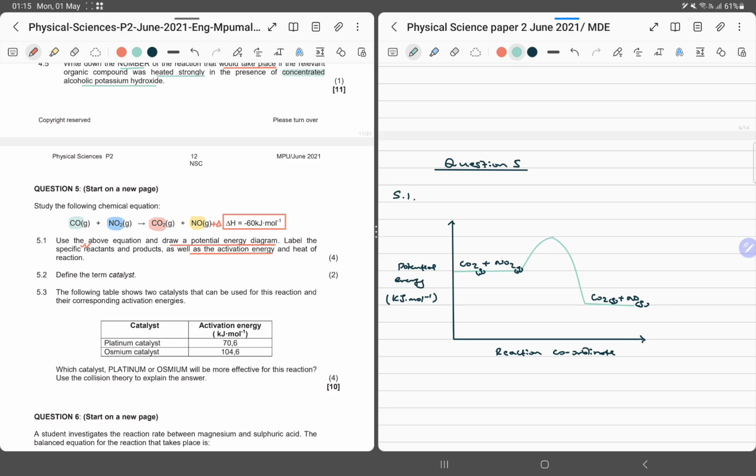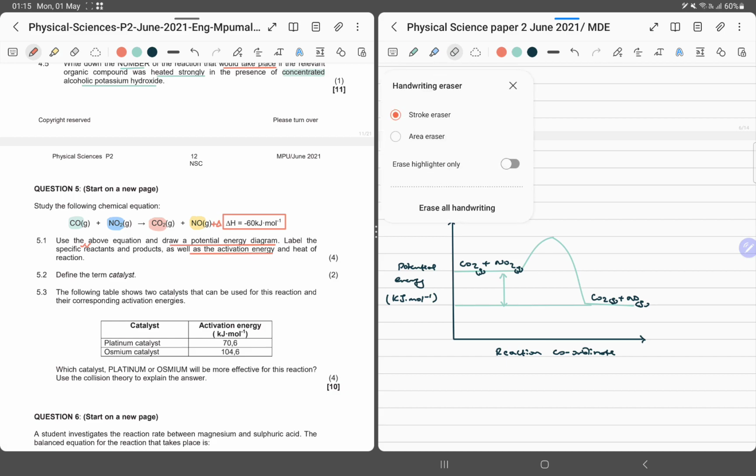Now the question was the delta H. Remember, delta H is the difference between the energy of the reactants and the energy of our products. Of course, here you can break this line to show that it does not really exist, but it's something you are using to draw your conclusions. All right, so we can say this is the delta H, which we were given here, it's minus 60. Of course, you know that it is in kilojoules per mole.